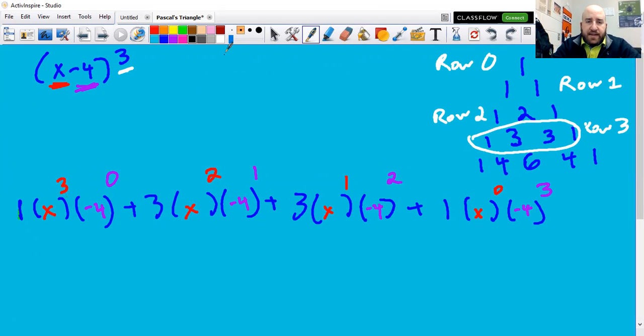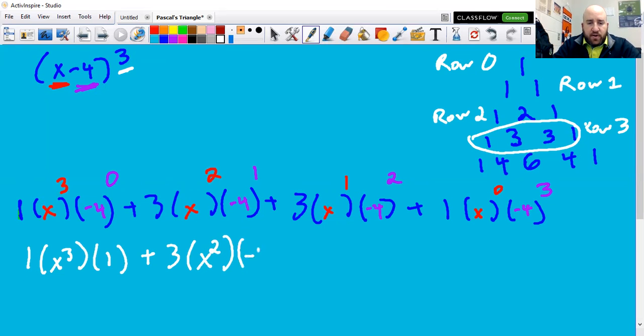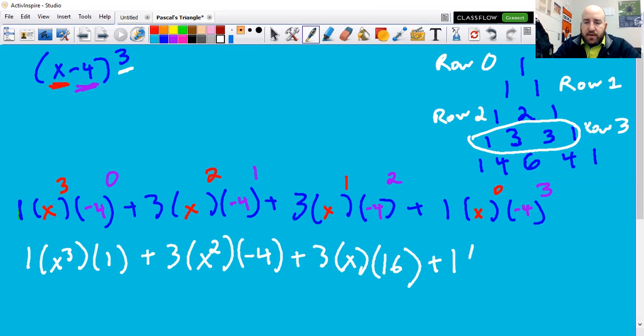knocked out. So now I just have to calculate all my exponents. So I've got 1, x cubed is x cubed, -4 to the 0 power, anything to the 0 power is 1, plus 3, bring down your coefficient. Again, I'm not going to touch that till the end. X squared is x squared, -4 to the first power, anything to the first power is itself, plus 3, x to the first is x, -4 squared, so -4 times -4, positive 16. Then lastly, plus 1, even being the variable, x to the 0 power is still 1, and then -4 cubed.